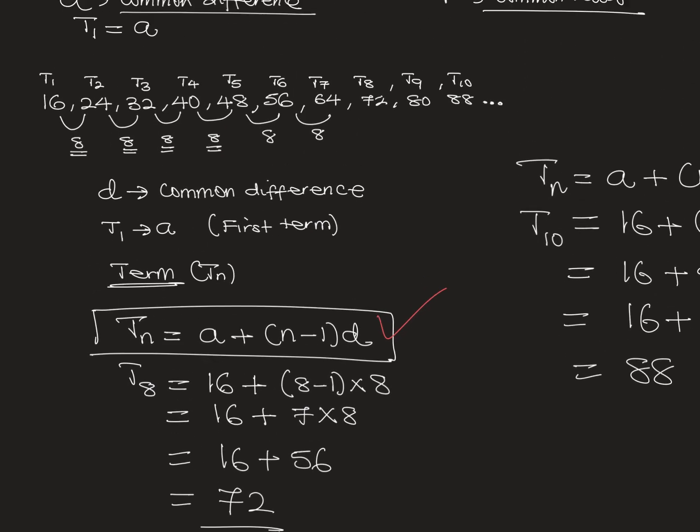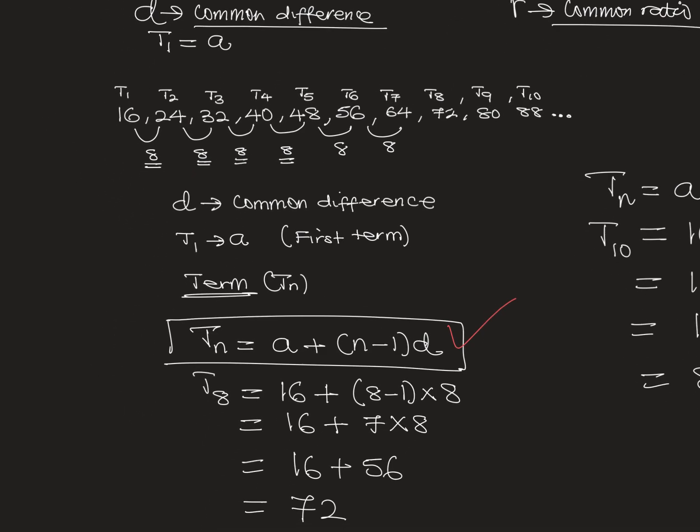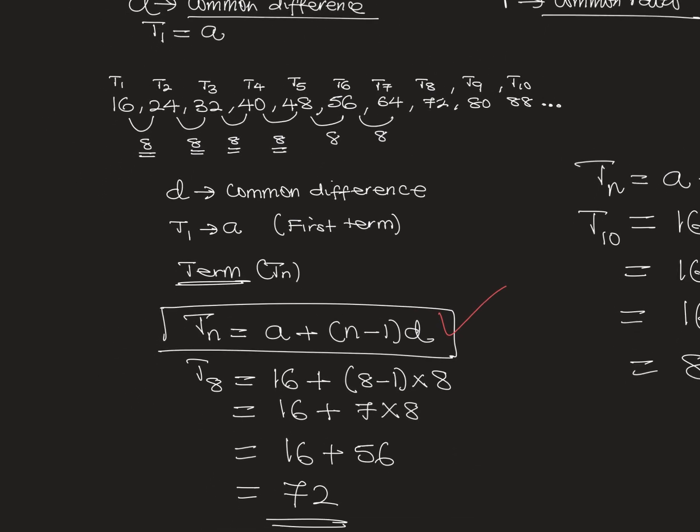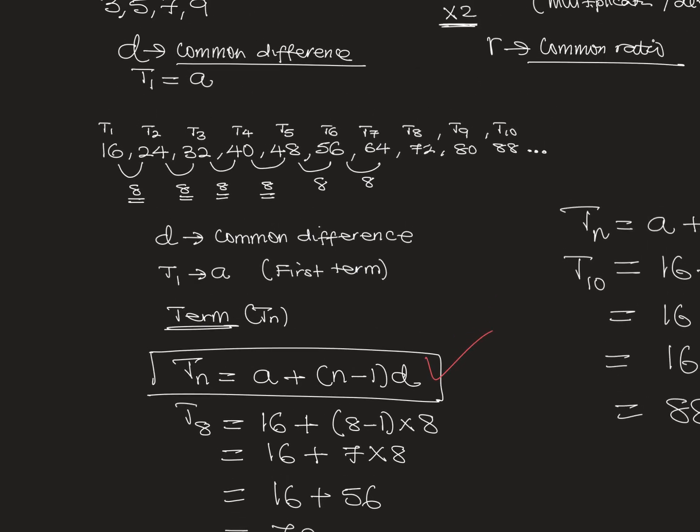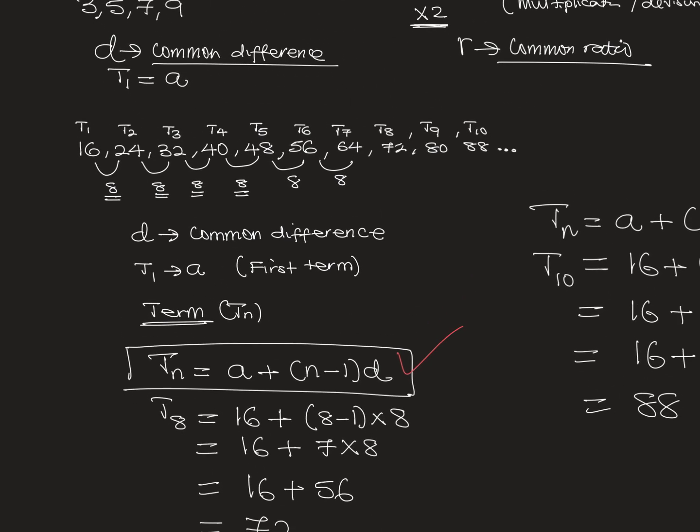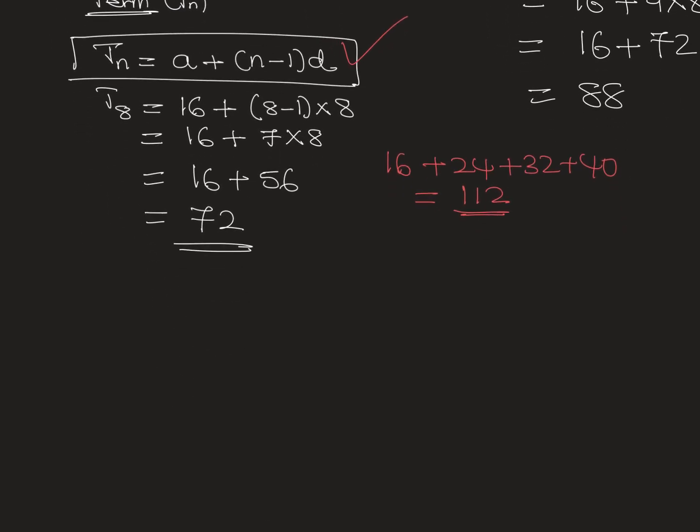The next thing that you have to know under arithmetic progression is the sum of the terms. The sum of the first, let's say, the first 4 terms. Well, if someone gives us a sequence like this and asks us to find the sum of the first 4 terms, well, the first 4 terms are what? 16 plus 24 plus 32 plus 40. What will that give us? That will be 112. But we have a formula for that.